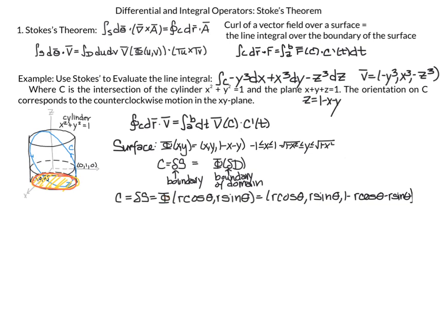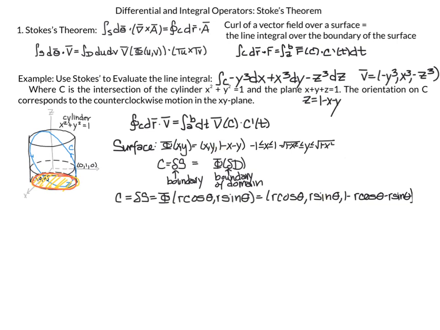And we plug that into phi in order to get the boundary of our surface, which is our curve that we integrate over. So plugging r cosine theta, r sine theta into our mapping phi, the first coordinate is x, which is r cosine theta. The second coordinate is y, which is r sine theta.